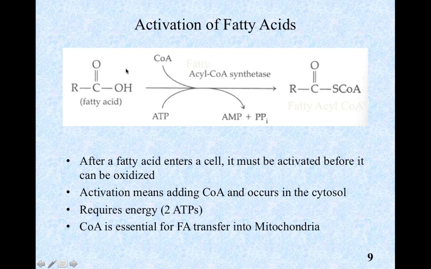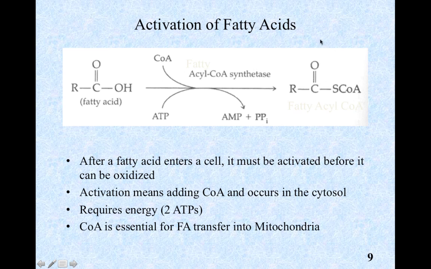could be a liver cell or a muscle cell or some other tissues. Coenzyme A is added, so it becomes a fatty acyl-CoA. That requires 2 ATP to do that, and an enzyme called fatty acyl-CoA synthetase.